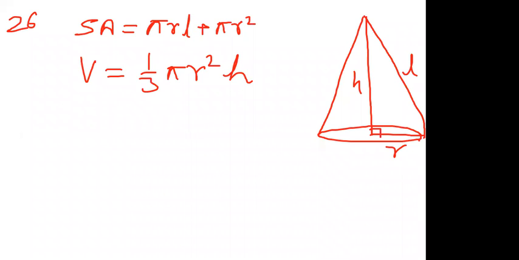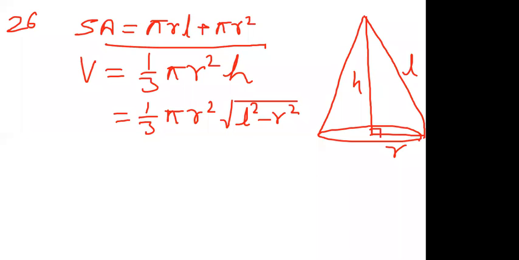I need to convert it into one variable. So the value of h I am going to put in 1 by 3 pi r square. H can be written as under root L square minus R square. Now the value of L I need to put from this. So the value of L will be area minus pi R square upon pi R. This I need to put in place of L over here.